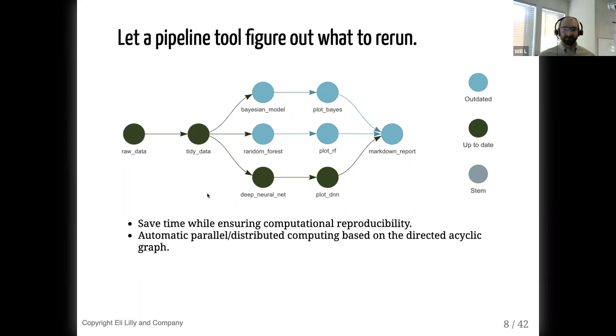And in this example, this is a mock example where we're just testing three different models, and we're supposing that, hey, the deep neural net's already up to date, but our Bayesian model and random forest, maybe we change the code for those models, maybe we change the R functions that we wrote in order to support those models. And these targets are outdated, and so is everything downstream, which is suspect as well.